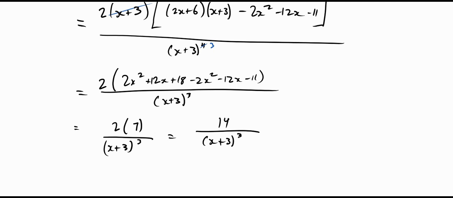What does that mean? I don't know that we need to think about what it means, but does anybody have any ideas about what that means? We get just a number, just 14 on top. What does the second derivative tell us?